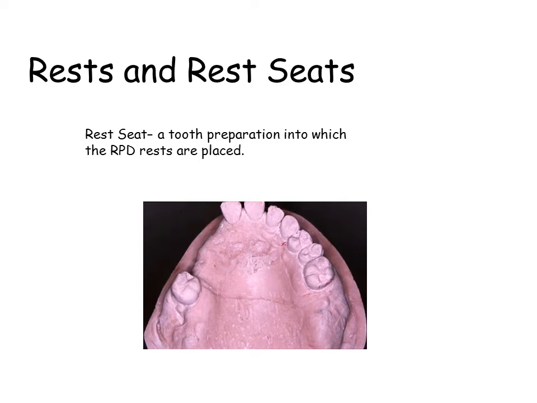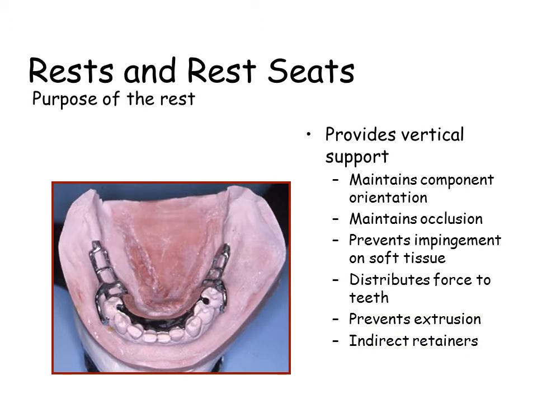Rest seats are specially prepared on the occlusal or lingual surface of the tooth, to receive the cast rest. Ideally they are preparations that are limited to enamel, and will enable forces to be distributed axially. Rests may also be placed in custom-made crowns called surveyed crowns. The purpose of the rest is to provide vertical support, but it also performs numerous other things, as noted in the slide.